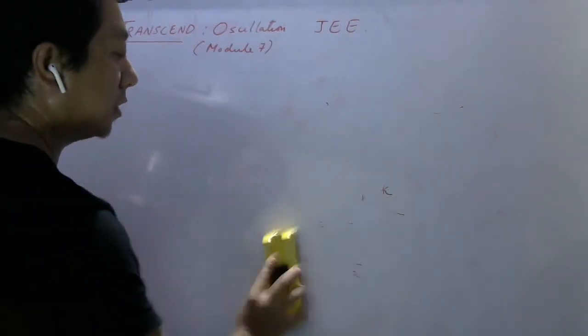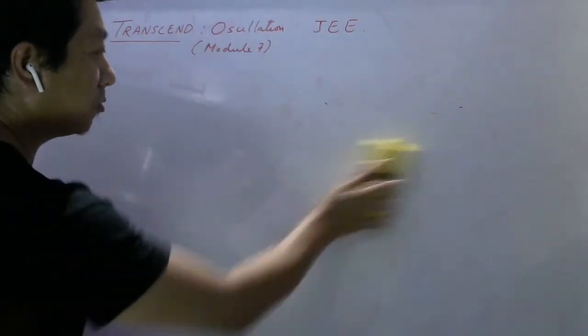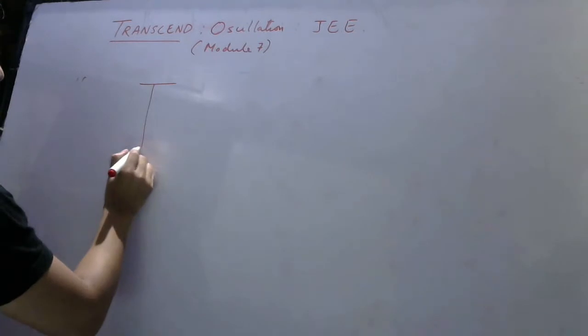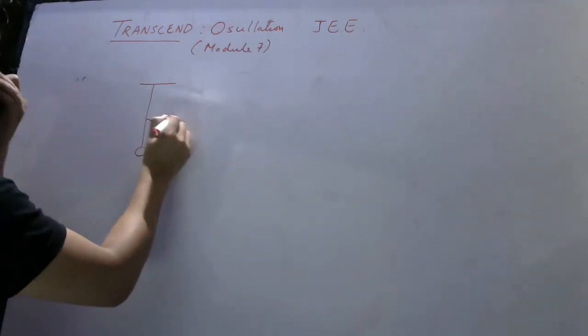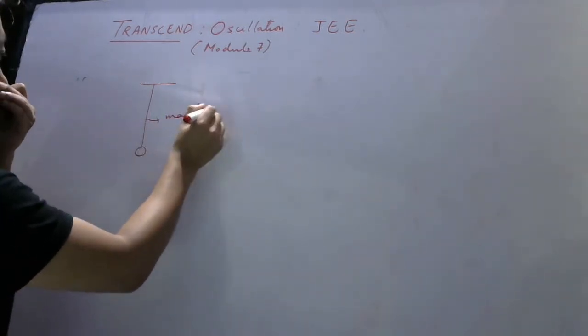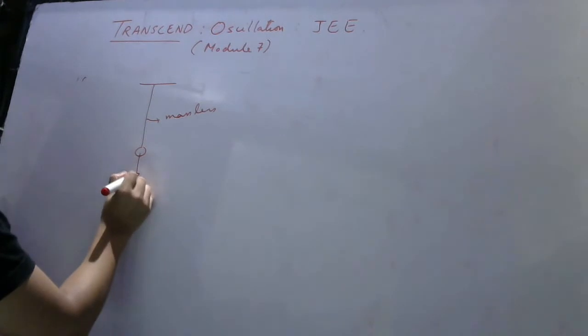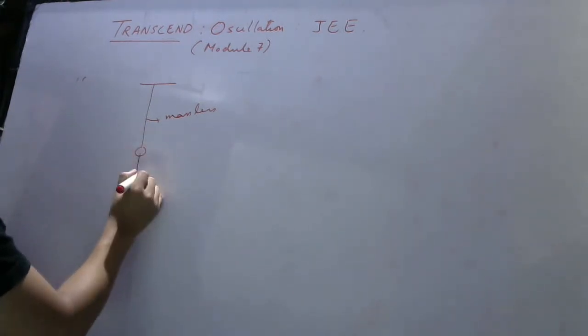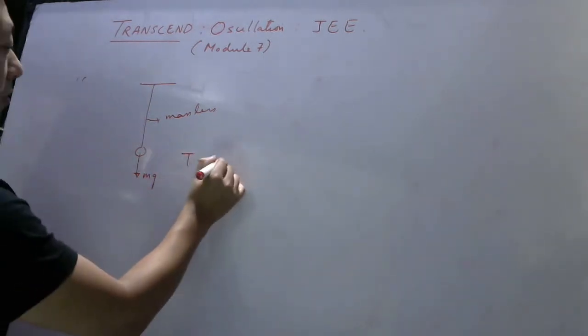Usually the time period of a simple pendulum is 2 pi root over l by g. But that formula is derived with the assumption that this string is massless. So the whole force acts due to the mass of this bob, and the force will be mg. This is the one that we study in our board syllabus, and the time period of this is given by 2 pi root over l by g.